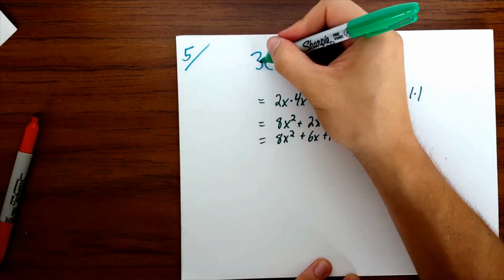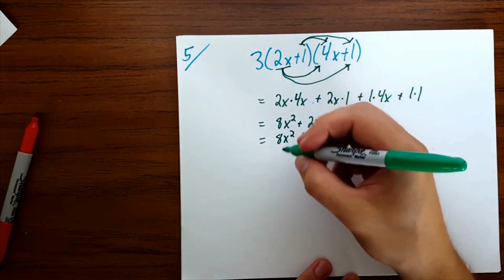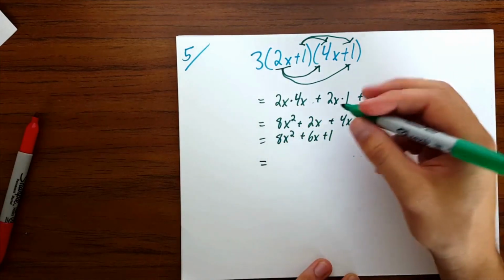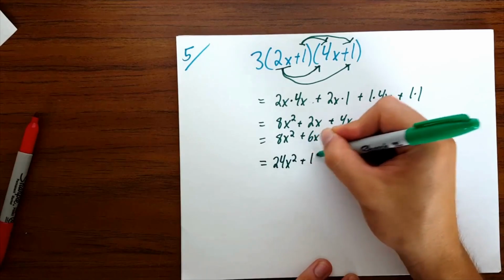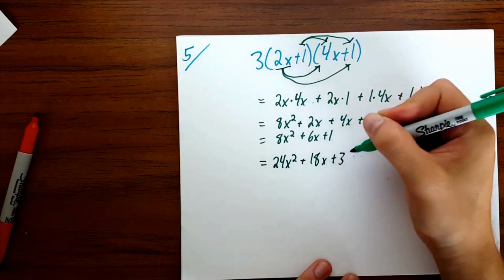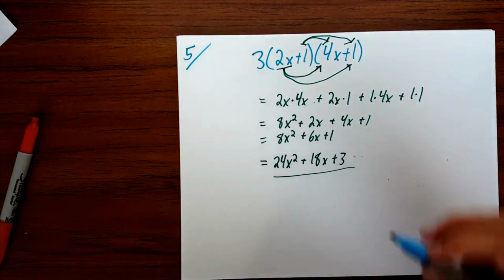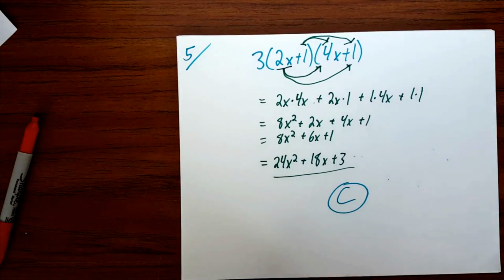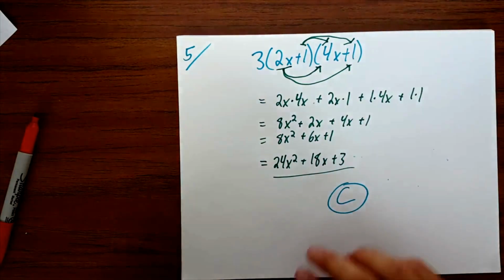Now we have this 3 that we haven't done anything else with, so we need to multiply everything by 3. The whole expression is going to be 24x squared plus 18x plus 3. If you look at the solutions available, this is exactly what C is. So C is the answer. I don't know if there's another way to go about this besides just multiplying everything out.